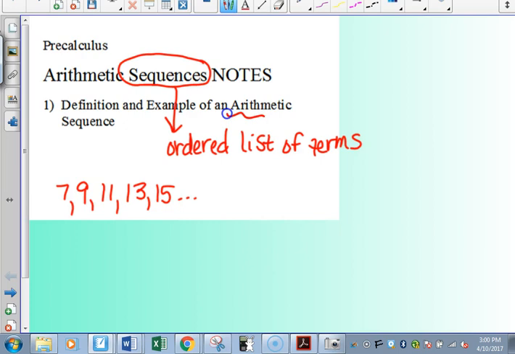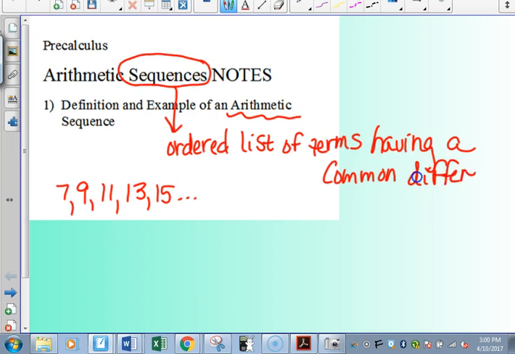Okay, what makes it arithmetic if there is a common difference? Okay, a common difference. Now that means we're adding something. You can say or subtracting, okay? If it's adding a negative, then the difference is going to be when you subtract two terms. So this is the way.